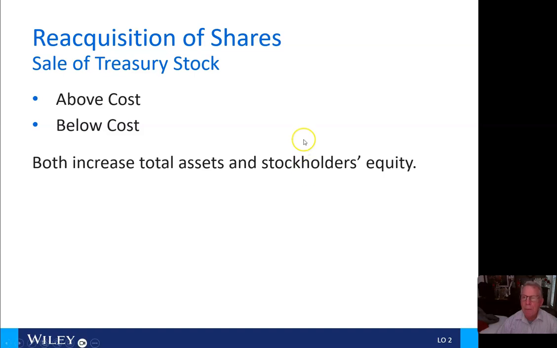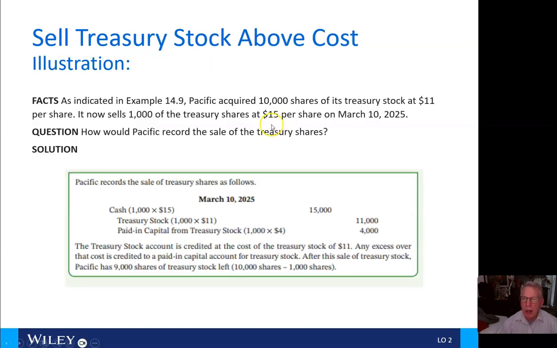equity. Okay, we can acquire shares at our basis, above cost, below cost. I call that the basis. Both increase assets and stockholders' equity. Let's take a look. Here, we're selling back our treasury stock above cost. We originally acquired the 10,000 shares at $11. Now we're going to sell 1,000 of those at $15 a share, $4 more than what we paid for it.